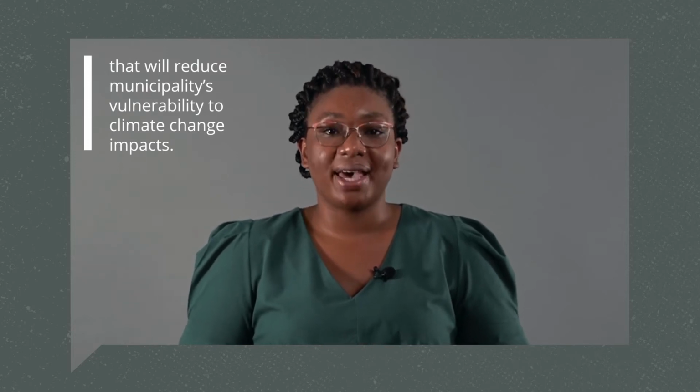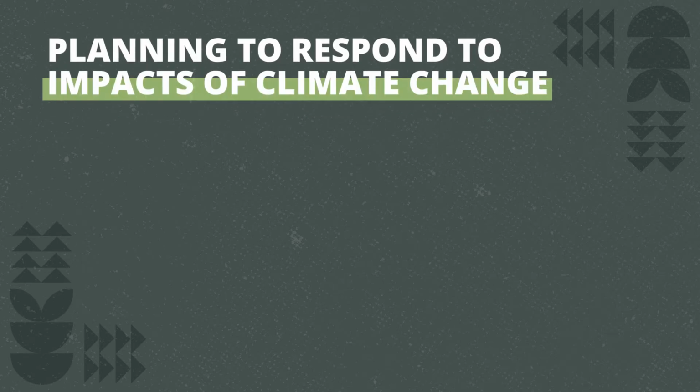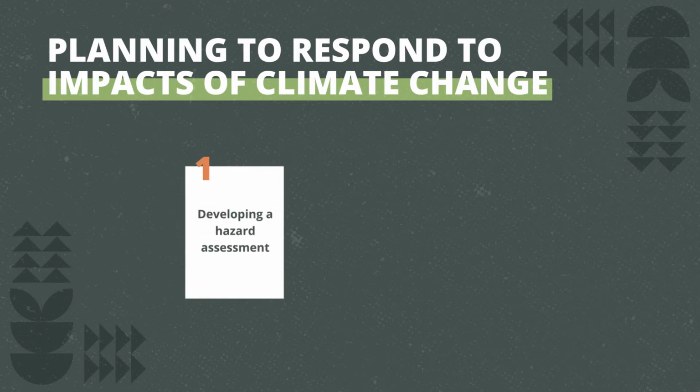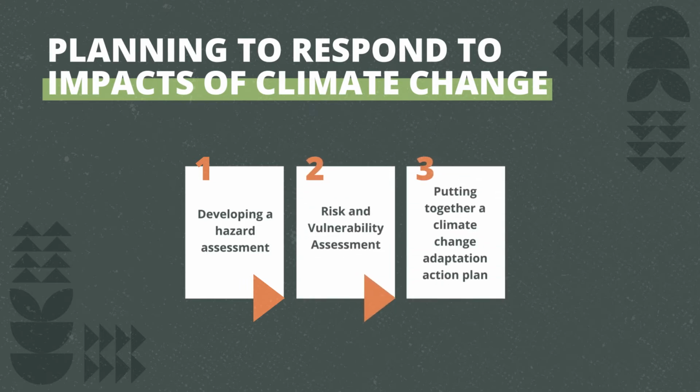to climate change impacts. The following are steps that municipalities follow when they are planning to respond to impacts of climate change. Step 1 is developing a hazard assessment. Step 2 is doing a risk and vulnerability assessment. Step 3 is putting together a climate change adaptation action plan.